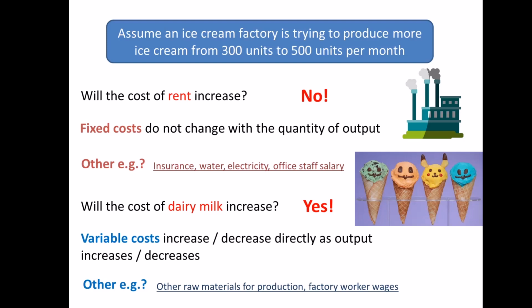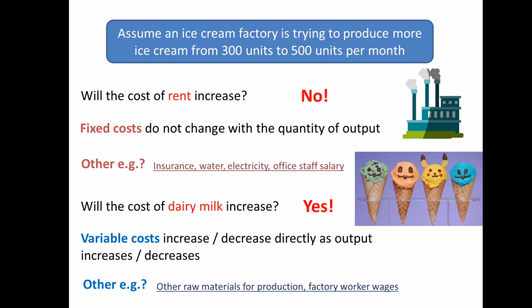Fixed cost is just the opposite. We don't care about the output anymore. It doesn't matter how much output you have, you are going to pay the same cost for something. The best example is the rent. It doesn't matter how much output you have, you just have to pay the same rent every month. So that's variable cost and fixed cost.